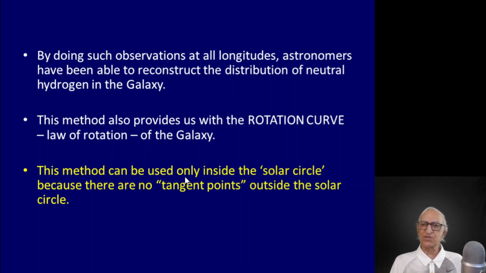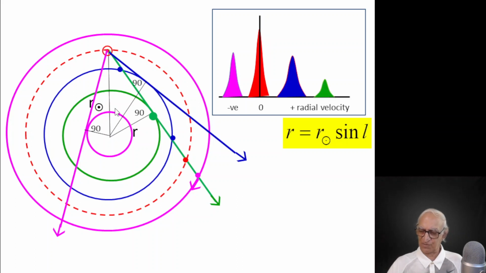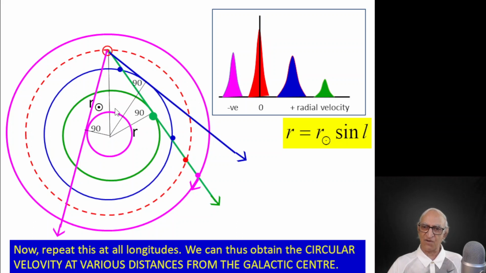Now, this method can be used only inside the solar circle because there are no tangent points outside the solar circle. That should be clear from this diagram. So that is the red cloud, that is the magenta cloud, that is the blue cloud, and there is no green cloud. That is from the previous slide, pardon me. So now we have repeated it, and we have determined the circular velocity at all r up to the solar circle radius. What about beyond that? So what astronomers do is the following.